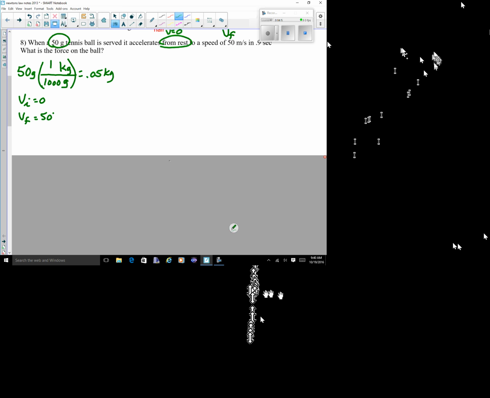It says, what is the force on the ball? Well, the formula we just looked at up in the equations was this little new triangle that you got, that force equals mass times acceleration. So I'm just going to put down F equals ma. Well, my mass is calculated to be 0.05. Now, I wasn't given the acceleration. So whenever you don't know something, you've got to plug in another formula you know.